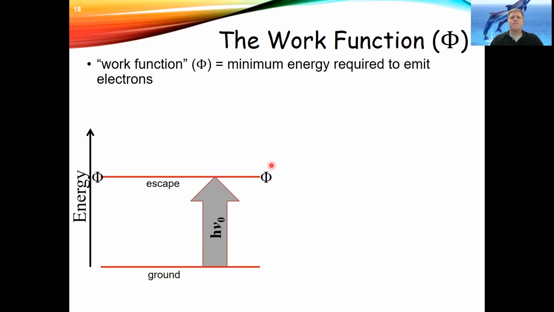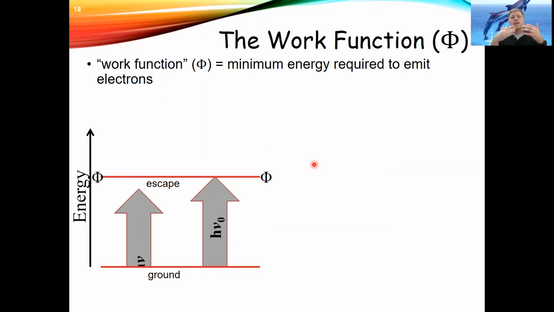But if we have a photon that comes in with not enough energy, well, we don't escape, because we don't get that escape velocity. If your rocket's not fast enough, it's not going to get out of the atmosphere. It's not going to get away from the Earth, right? It's going to be stuck.